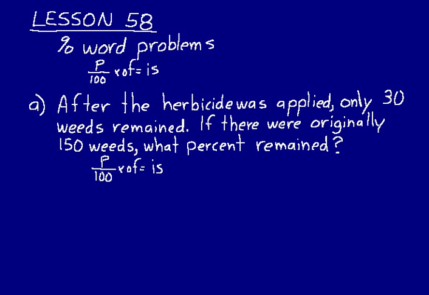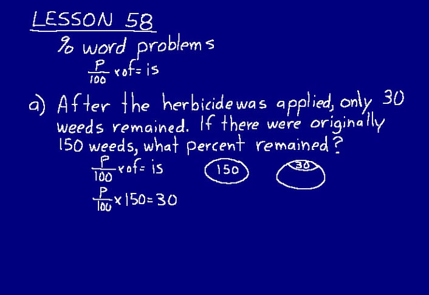We had an original amount of 150, so we could draw a little diagram to help us think about it. The original amount was 150. Now, after the herbicide was applied, only 30 remained, so that would be just a little part of 150. So the total then is 150. The part that's left, that's our is part. So we say P over 100 times 150 is 30. What percent of 150 is 30?